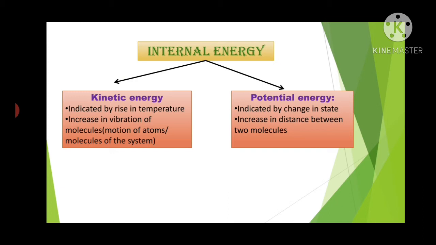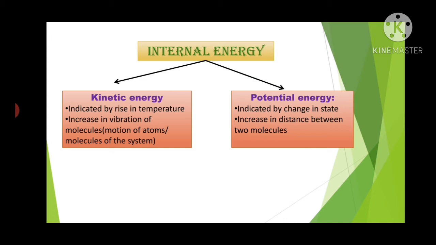Now potential energy. How can potential energy be indicated? It can be indicated by change in state. Change in state means what? There are three types of states we know: liquid, gaseous state and solid state. If solid is going to change into liquid, that means the system has a change in potential energy. The potential energy is indicated by the change in state. Due to this there is an increase in the distance between two molecules.